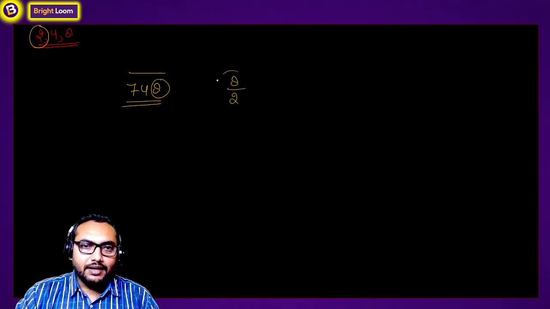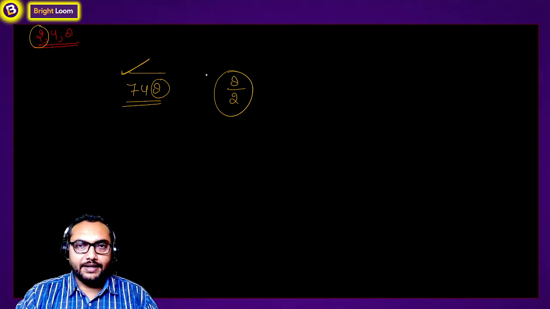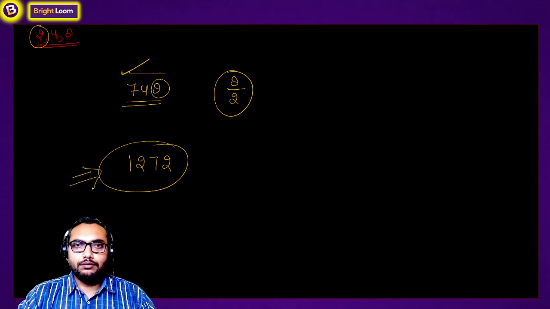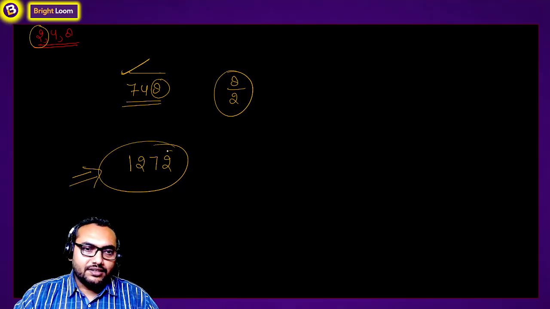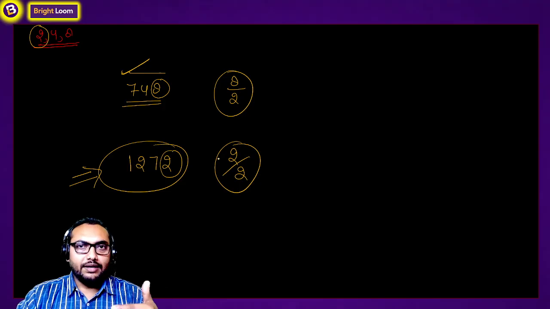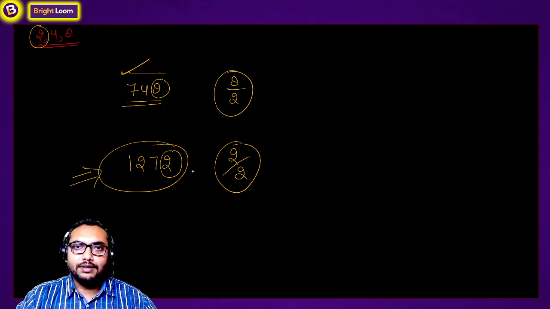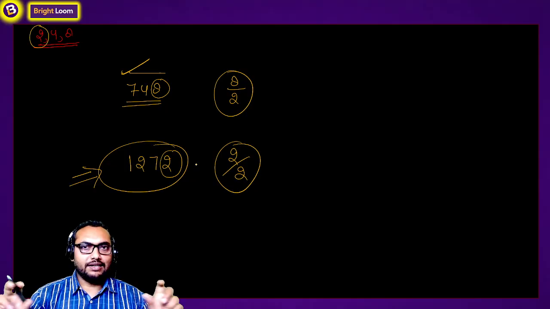If the unit digit is completely divisible by 2, it means the number is also completely divisible by 2. Suppose I'm talking about 1272. If I need to know whether this number is completely divisible by 2 without dividing the whole number, I'll just take 2, which is the unit digit, and divide 2 by 2. If this unit digit is completely divisible by 2, the number is also divisible by 2. That's it. This is the only rule that you need to remember.